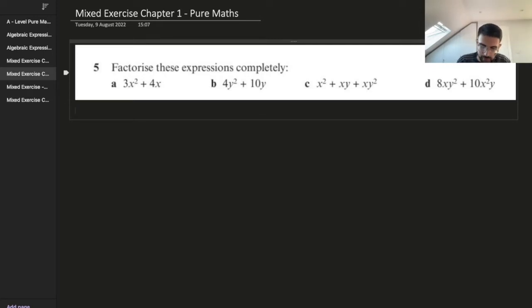We've got to factorize this. So again, what is the highest thing that both terms are divisible by? In this case, it is x. So it's going to be x brackets 3x plus 4.